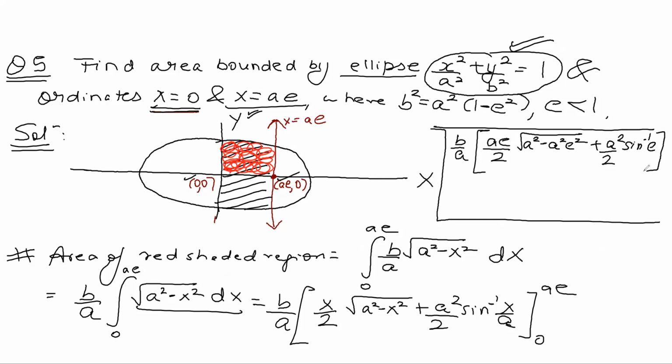So if you look at it, if I further evaluate it, if I open up the brackets basically, it becomes be by 2 times under root a square minus a square e square plus ab by 2 times sine inverse e. So this is the area of the red shaded region.